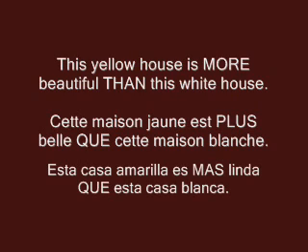Here we have the adjective beautiful, and we would like to translate this sentence into French. It will be cette maison jaune est plus belle que cette maison blanche. In Spanish, esta casa amarilla es más linda que esta casa blanca. So you see that we have the adjective belle between plus and que. Make sure that you remember this arrangement of words. The adjective will go between plus and que.